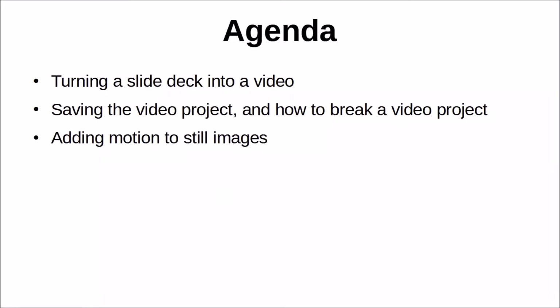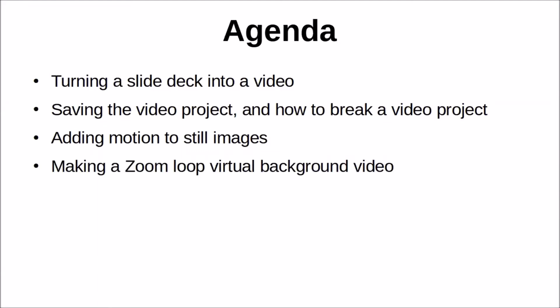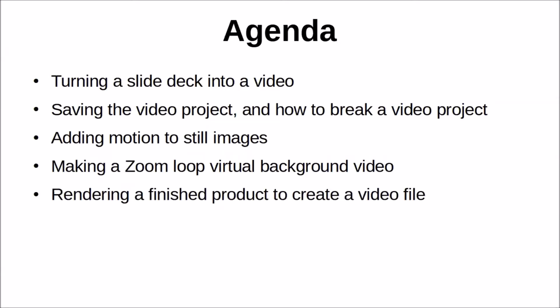A big part of this is adding motion to still images. This is one of the more advanced techniques. Making a zoom loop virtual background video, that's actually pretty easy. Rendering a finished product, which means after you've done all your edits, you create a final video that contains all the titles, all the music, all the scenes, all the transitions. That's called rendering.